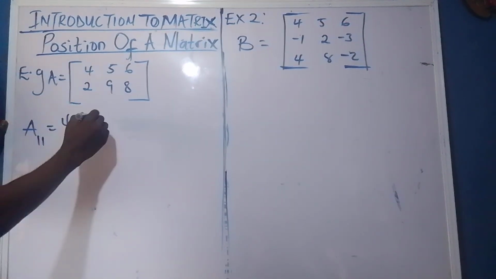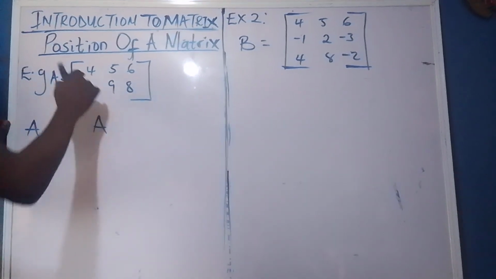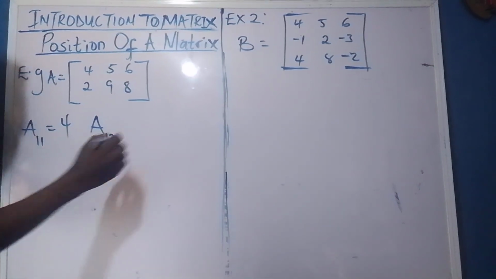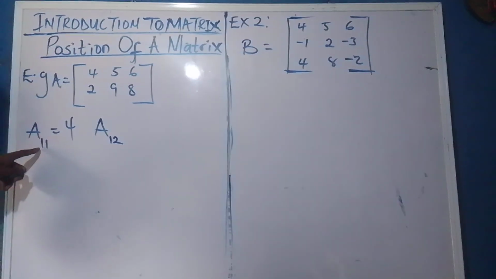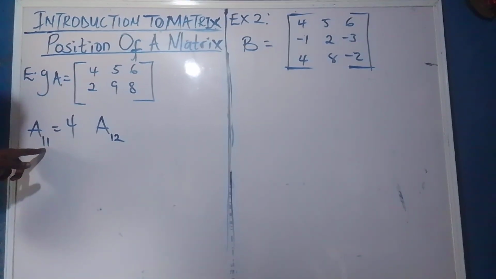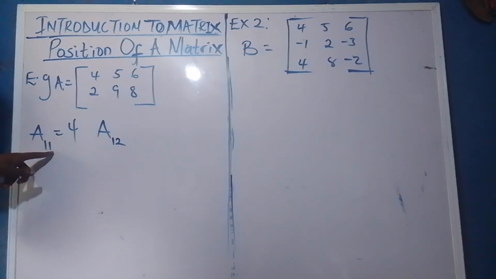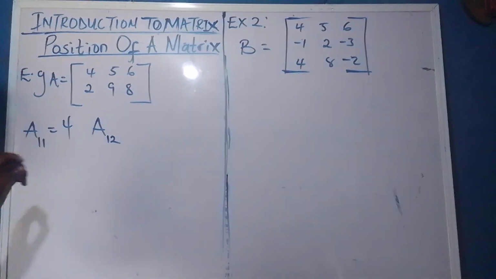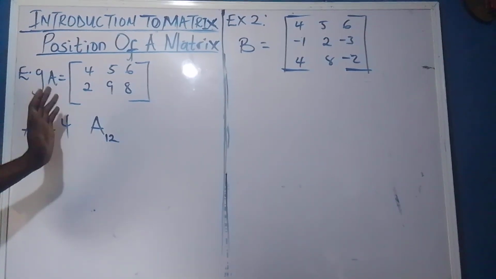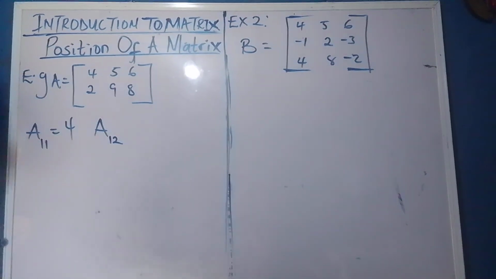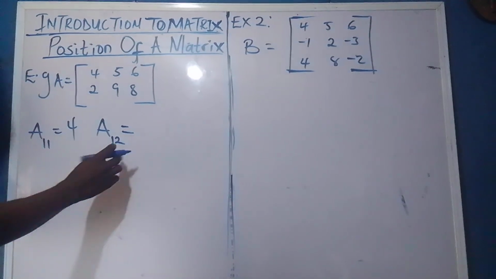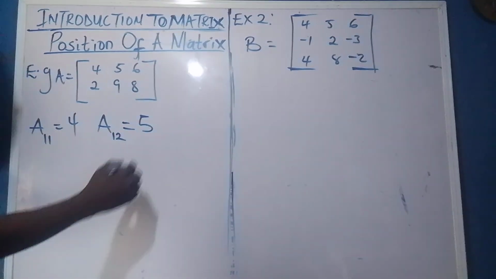Now, where does 5 stand? 5 stands in row 1 column 2. So row 1 column 2. If you observe it very well, I'm putting the row before the column. You understand? I'm putting the row before the column. That is how it should always be whenever you are doing position of a matrix. So row 1 column 2, that's the position of where 5 will be.